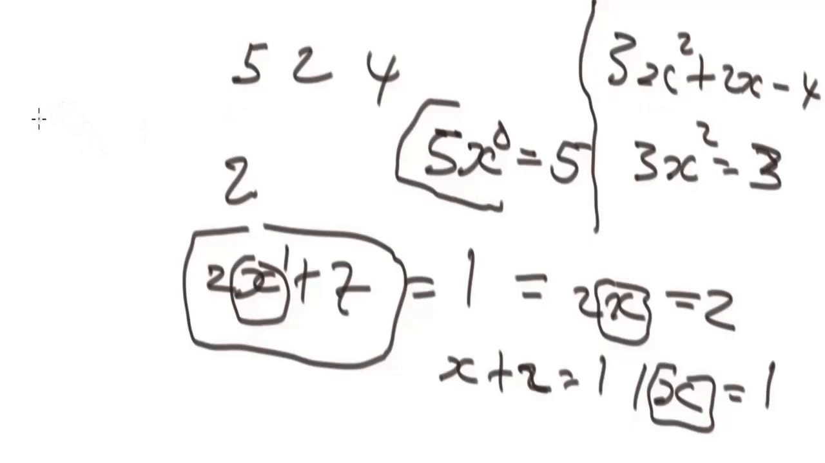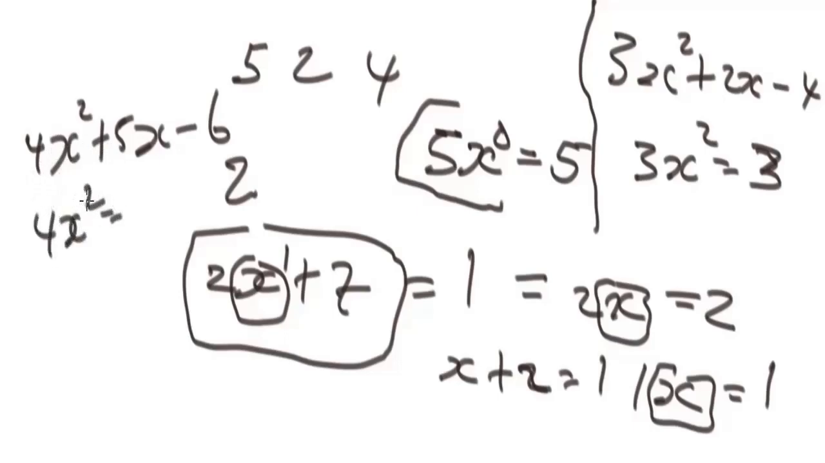Let's look at another example. We have something like 4x squared plus 5x minus 6. This is a quadratic polynomial. The degree is still 2. The leading coefficient is 4. The leading term is 4x squared. So that's how you identify the degree, leading coefficient, and leading term of a quadratic polynomial. Okay, so let's wipe this and look at the next type of polynomial.